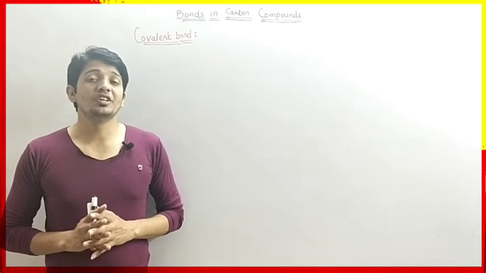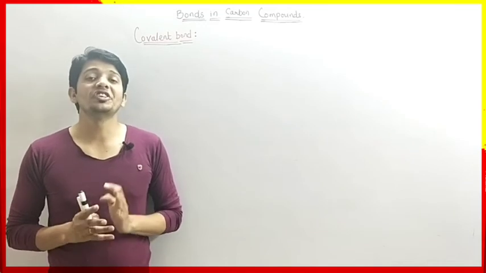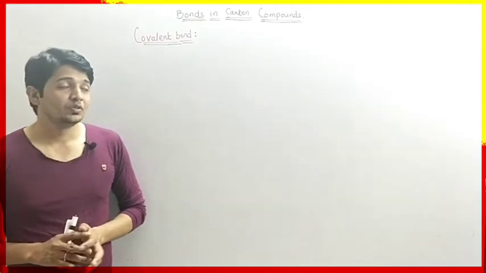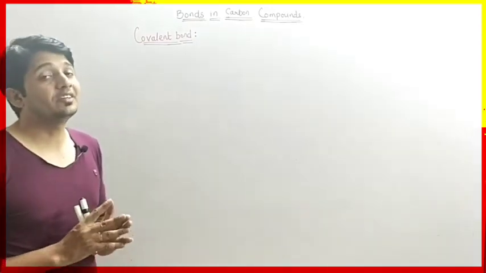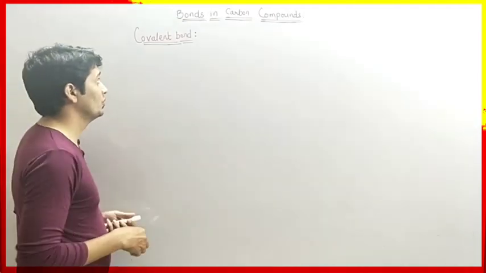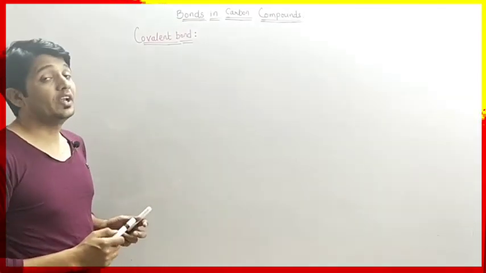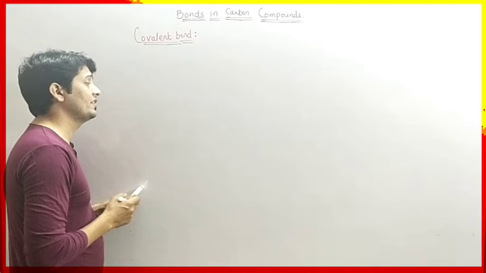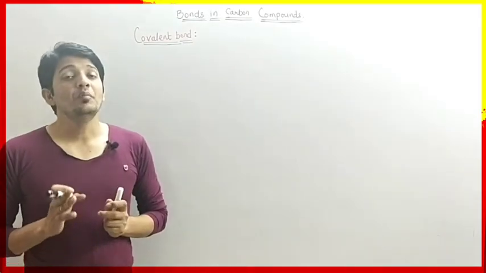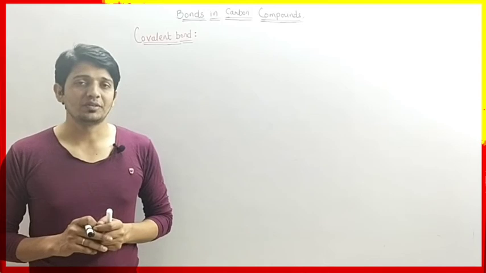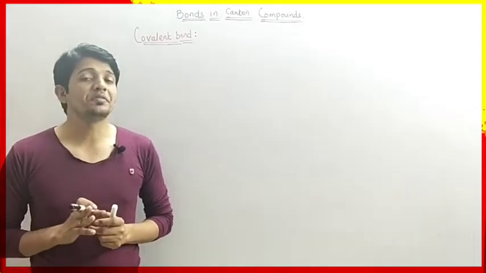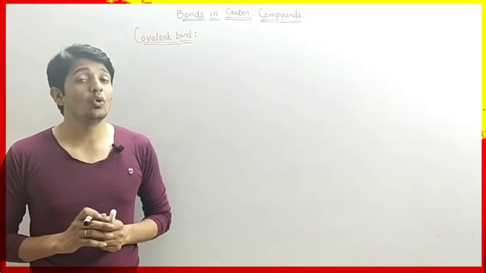So we have just understood how carbon shares 4 electrons with other atoms. Okay, so now we will understand the types of bonds in carbon compounds. First we have to understand what a covalent bond is. So what is a covalent bond? The bond which is formed by mutual sharing of electrons between two same or different atoms is called a covalent bond.